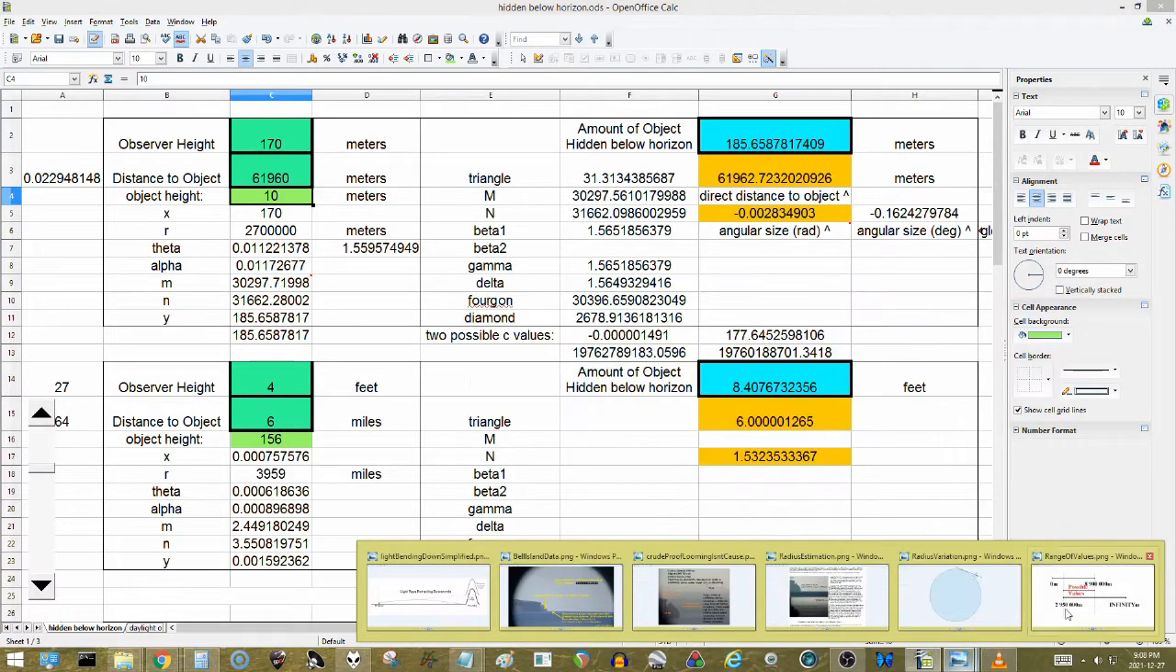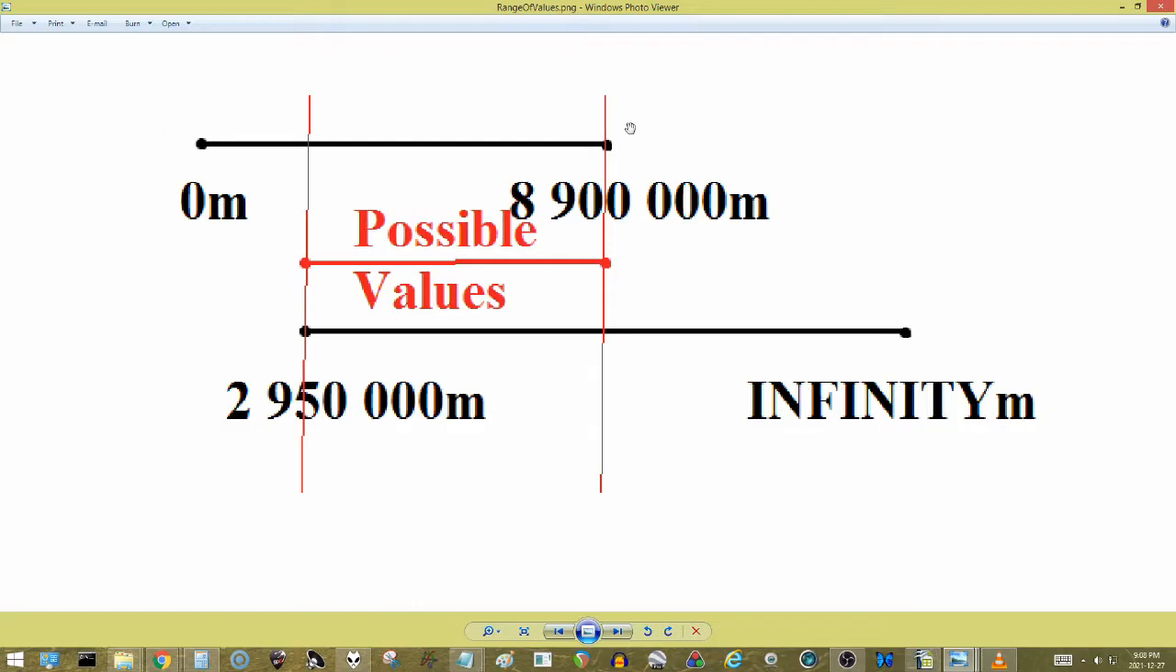Now we put the two ranges together. This is from the low elevation observation, this is from the high elevation observation, and obviously the possible values are the intersection of both ranges. So we get that the Earth's radius is between 2.95 million meters and 8.9 million meters. You can average that to get 5,925 kilometers, with the error being 2,975 kilometers above and below. So the final result is that Earth's radius is about 6,000 kilometers plus or minus 3,000 kilometers.